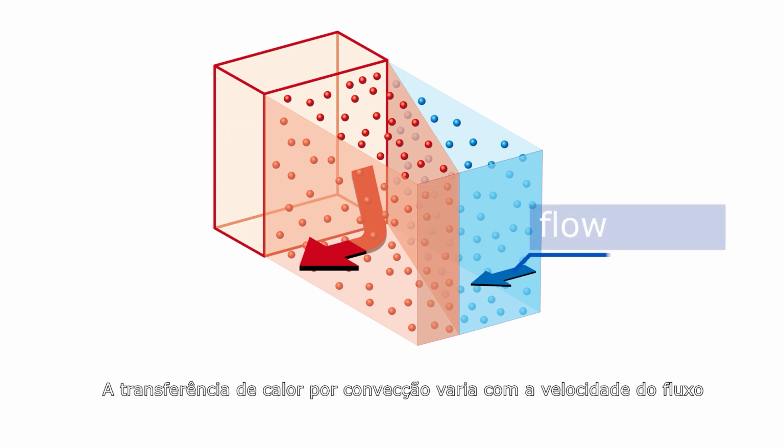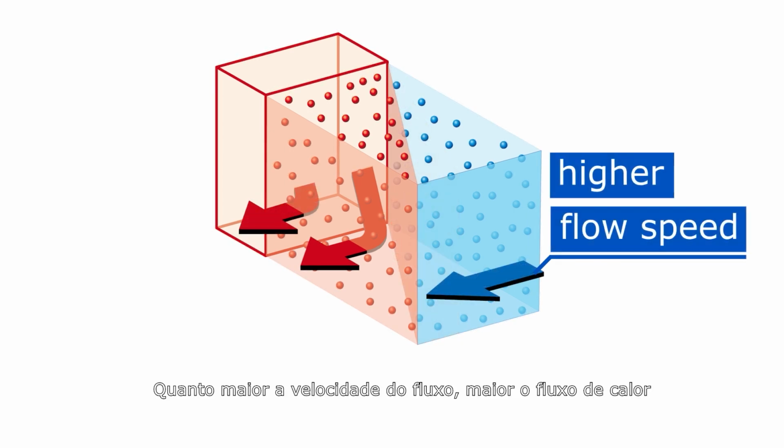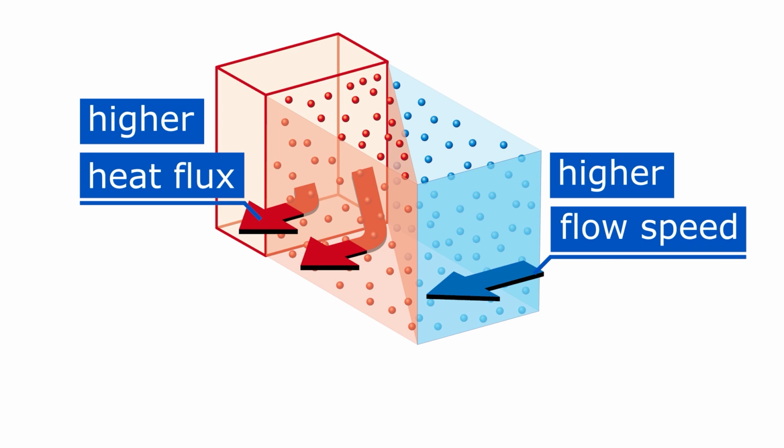Convective heat transfer varies with flow speed. The higher the flow speed, the higher the heat flux.